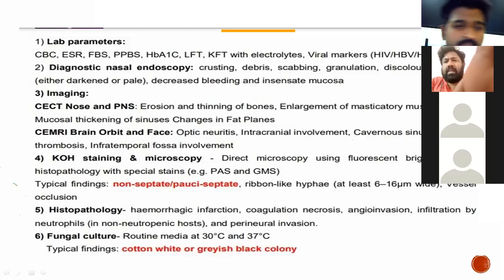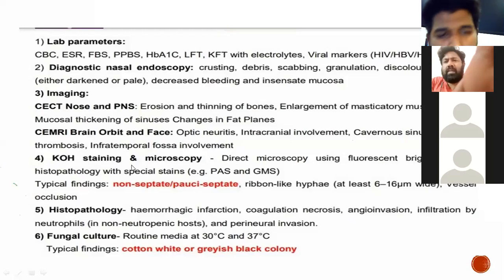You can see enlargement of the masticatory muscle. Mucosal thickening is very classically seen. And you can ask for an MRI brain also to rule out intracranial invasion. Optic neuritis, intracranial extension, cavernous sinus thrombosis, I already described that initially in my presentation.